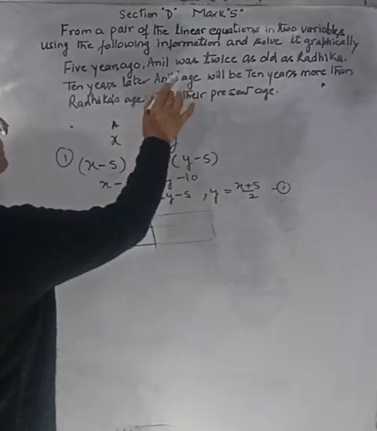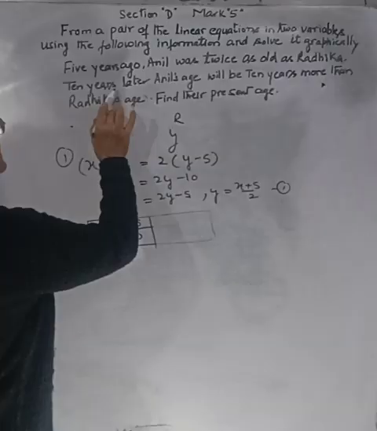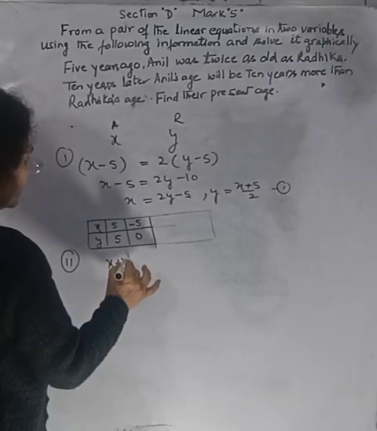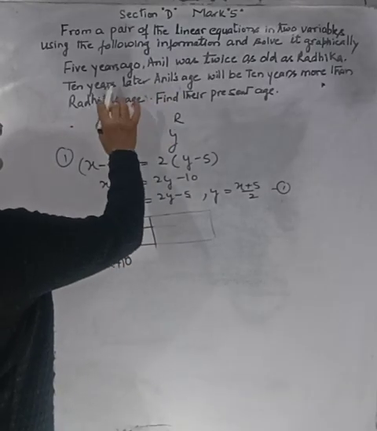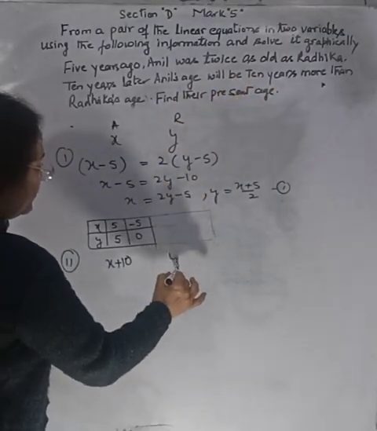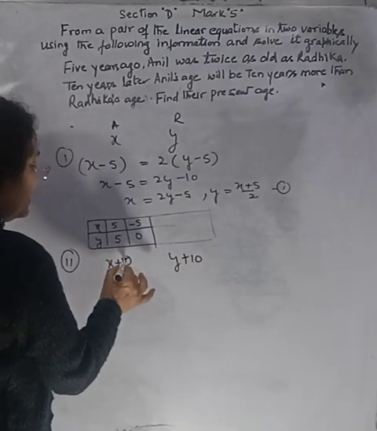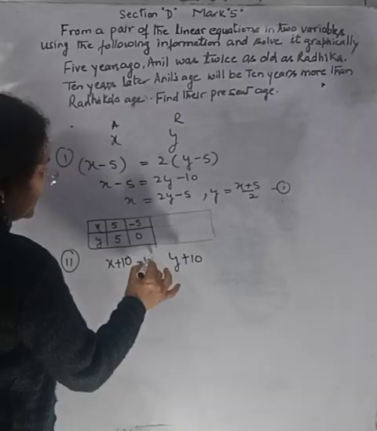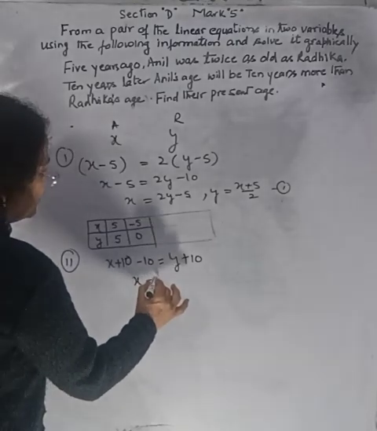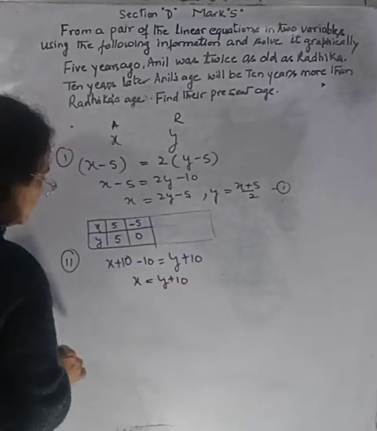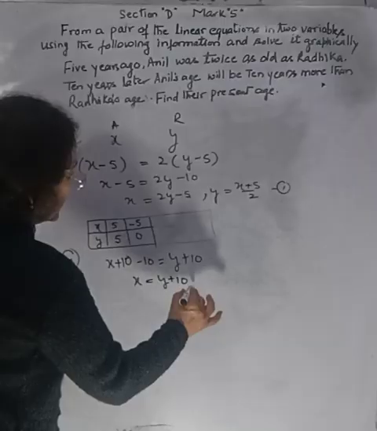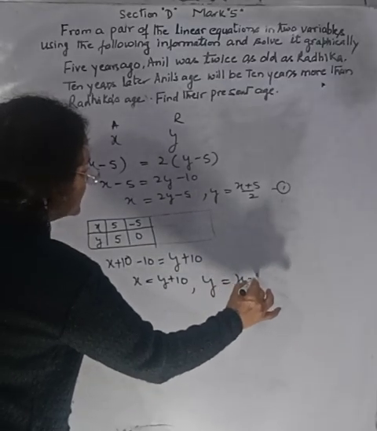दूसरी equation क्या है? 10 years later, after 10 years, it means the age of Anil becomes X plus 10, and 10 years later, Anil's age will be 10 years more than Radhika's. It means Radhika's age after 10 years, being less, has 10 subtracted from it to equal Radhika's age. So we can say X is equal to Y plus 10. This is the second equation for us. It means Y is equal to X minus 10.